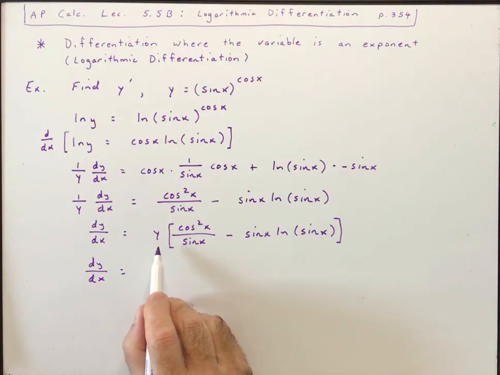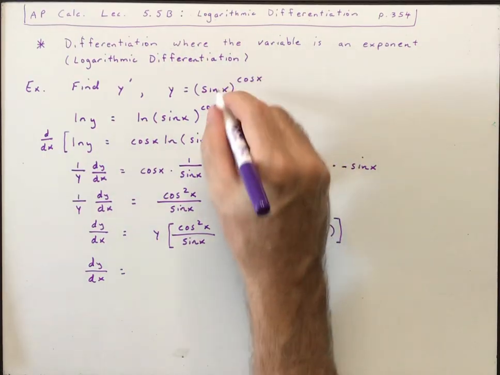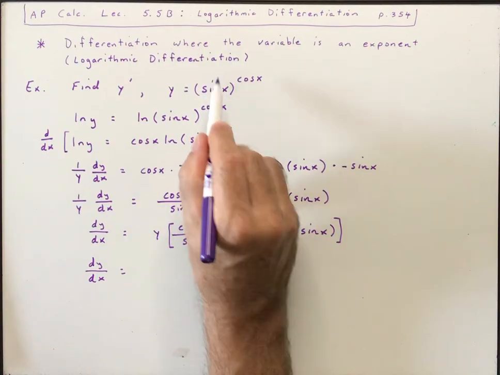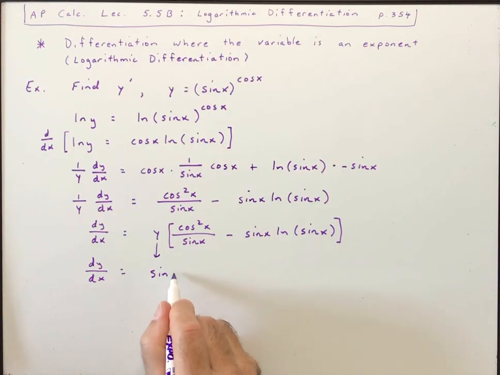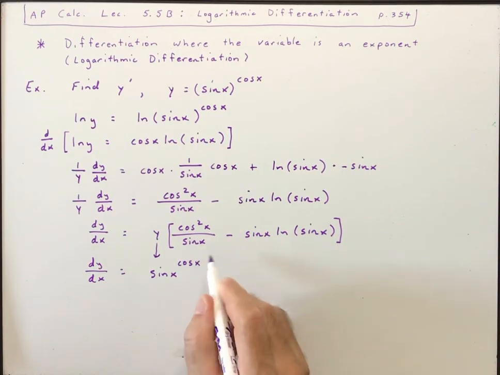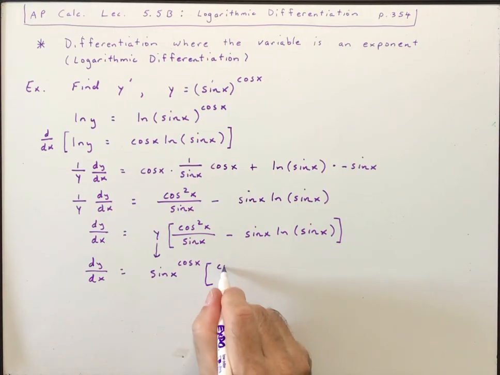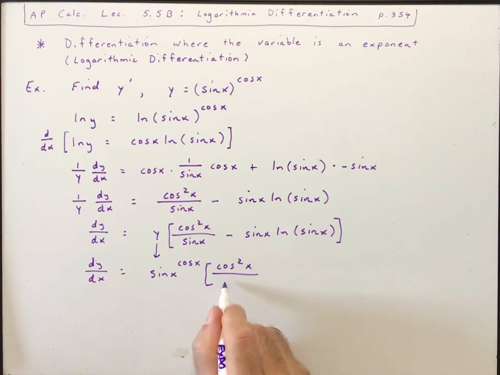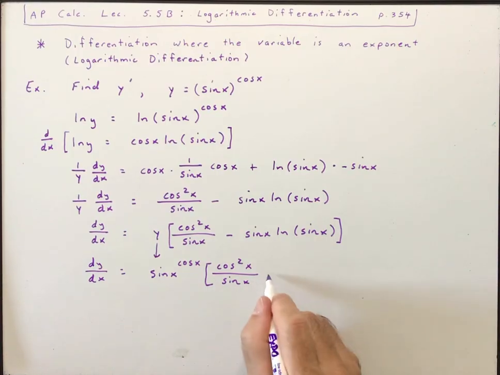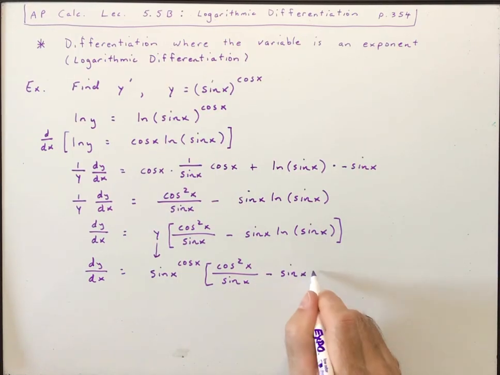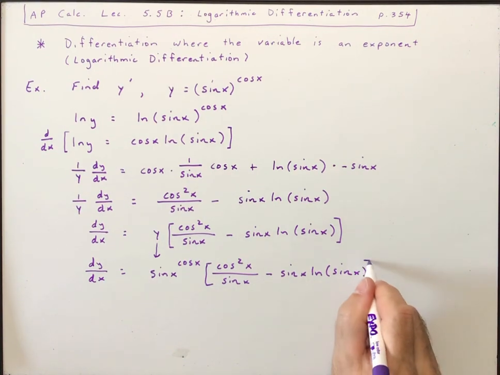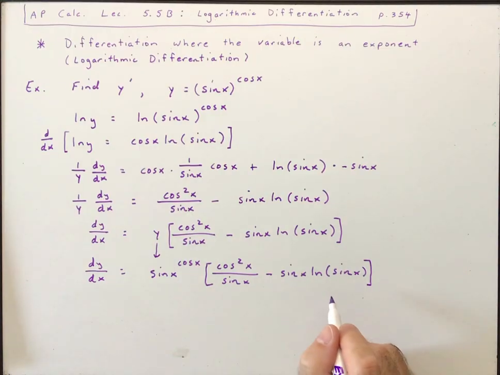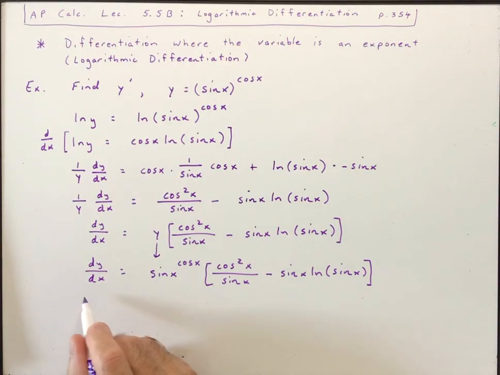And then finally we're going to substitute for y. We know that y is just equal to sine x to the cosine x power. So that's sine x to the cosine x power times this monstrosity here, cosine squared x over sine x minus sine x natural log of sine x. All right. So there you go. Not pretty, but that is the answer.